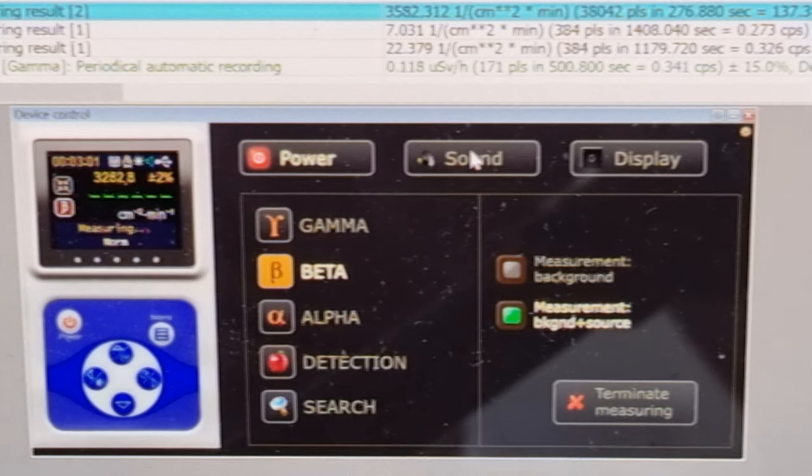So you can still hear, if I turn the sound back on, this terrible noise.